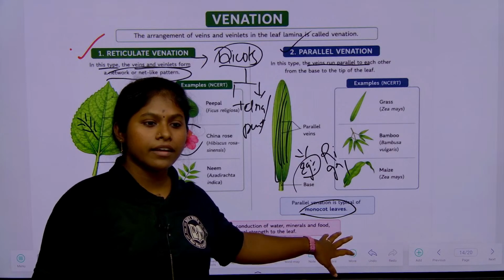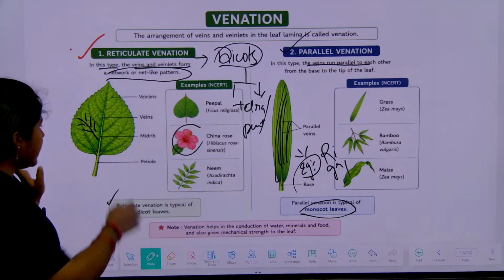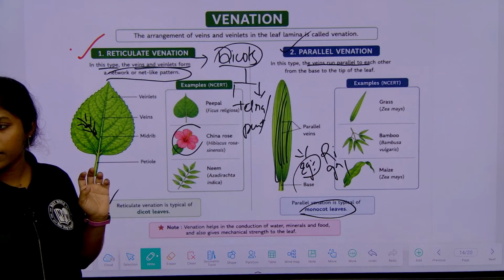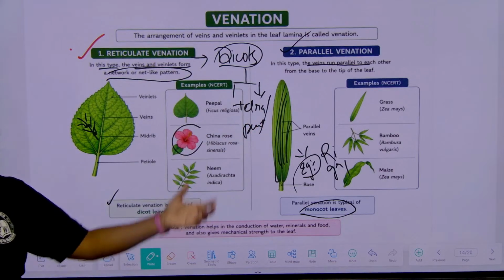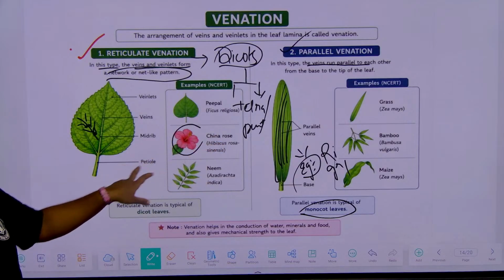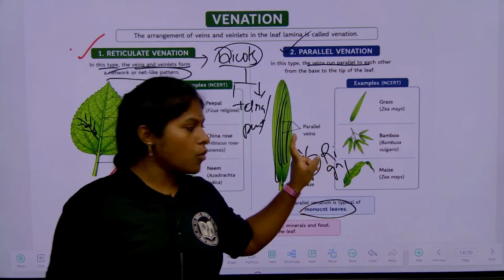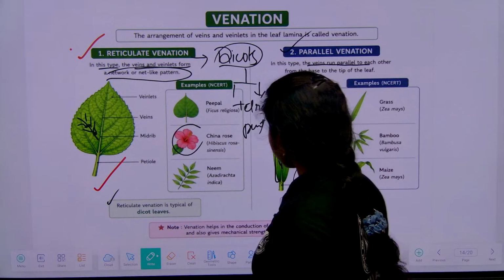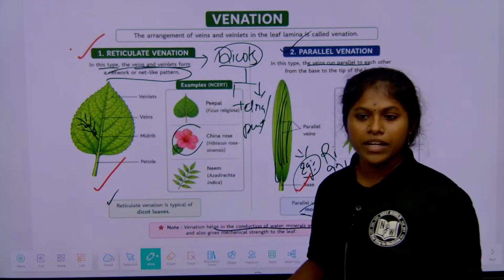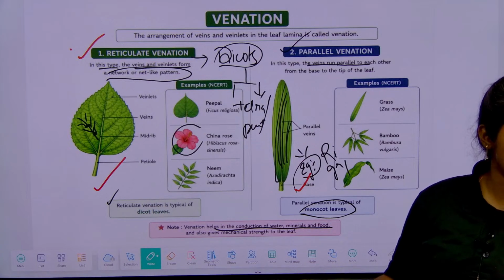Coming to parallel venation, the veins run parallelly and do not intersect. In reticulate venation many intersecting points will be there. Here is one intersecting point, here is another. Can we see intersection points here? No, in parallel venation we cannot see intersection points. Reticulate is mostly seen in dicots, parallel is mostly seen in monocots. What are dicots and monocots? Having two cotyledons we call dicots, and having only one cotyledon we call monocots.